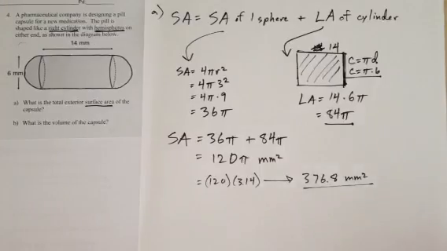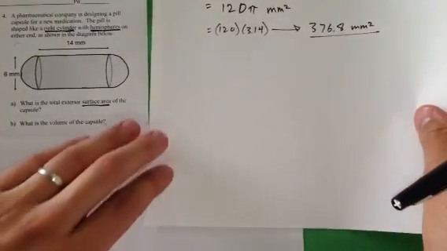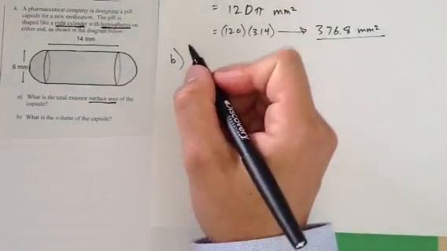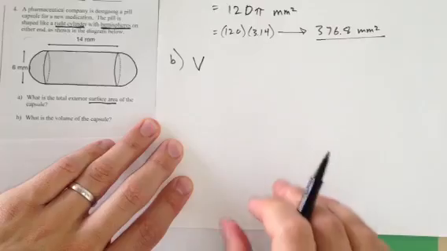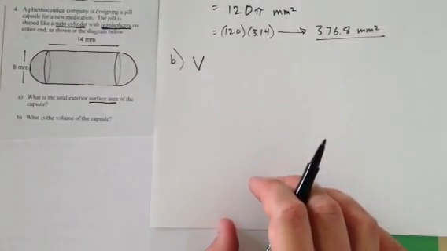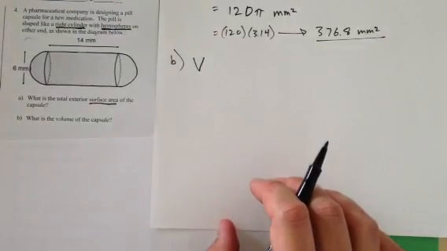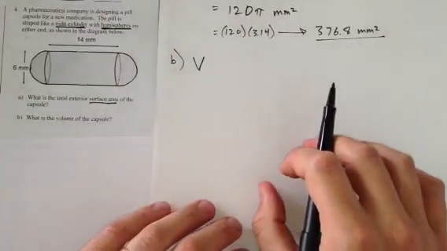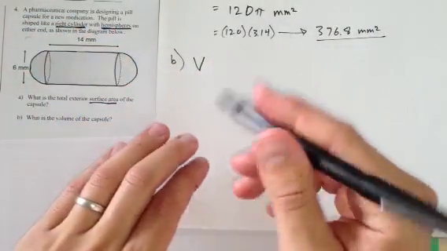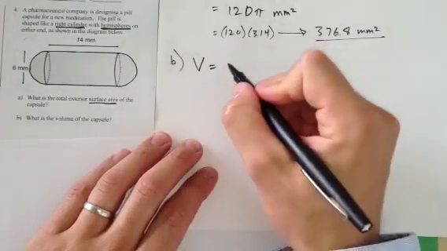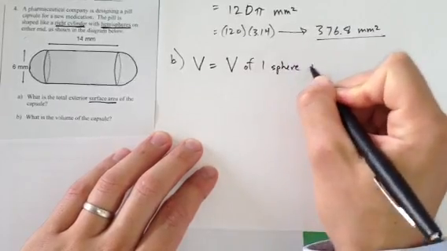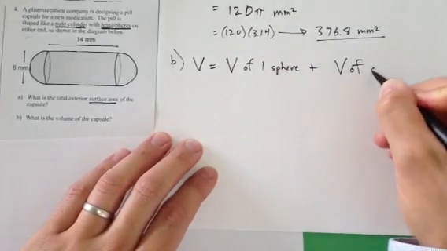Okay, part B. Part B asks, what is the volume of the capsule? Well, same thing as above. We don't have a standard shape. This shape is made up of multiple different shapes that we know. It's made up of two hemispheres and one cylinder. And as we did with the surface area, if we combine both of the hemispheres together, we get one sphere. So the volume of this entire capsule is the volume of one sphere plus the volume of the cylinder.